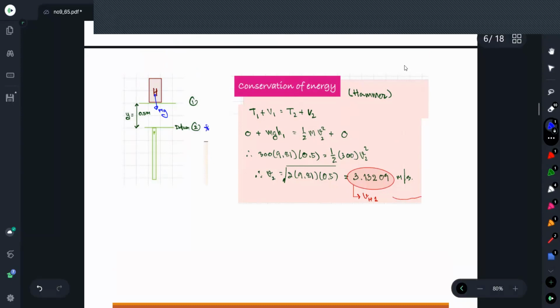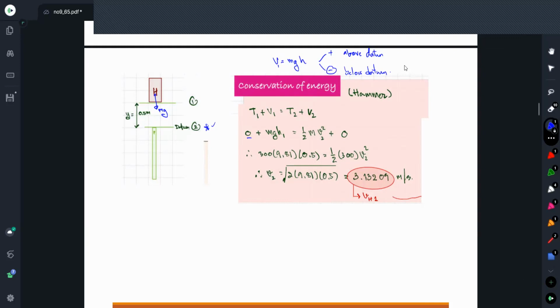We set the datum at the final position at the floor. For this case, the hammer is dropped without an initial velocity. So it means that the kinetic energy at the first position becomes 0, and according to where we set the datum at the floor, the potential energy is above the datum. Potential energy due to gravity is the weight times h, and it is positive when it is above the datum, and it will be negative when it is below the datum. So for the first position, it is above the datum, so it is positive.